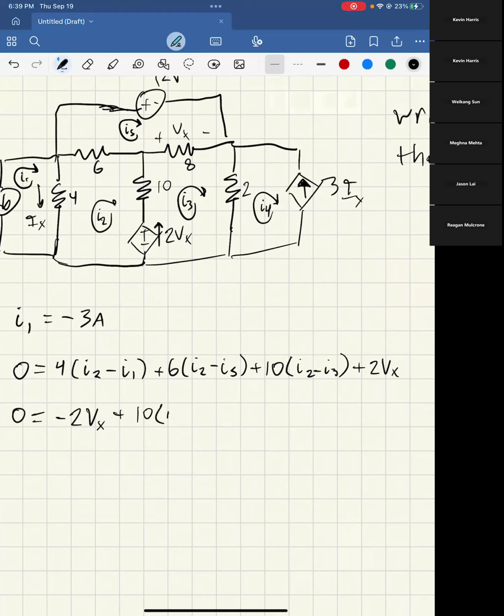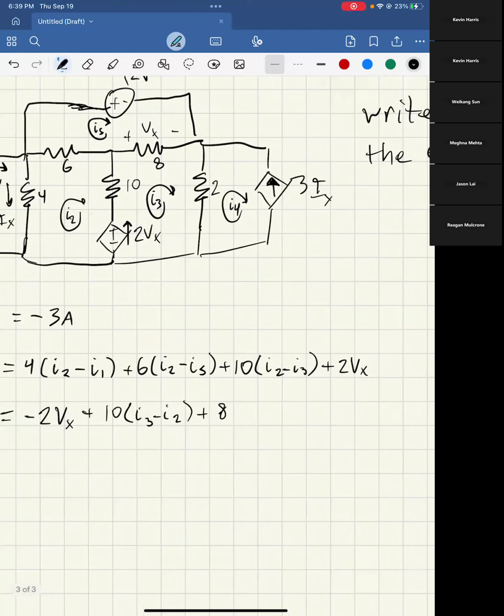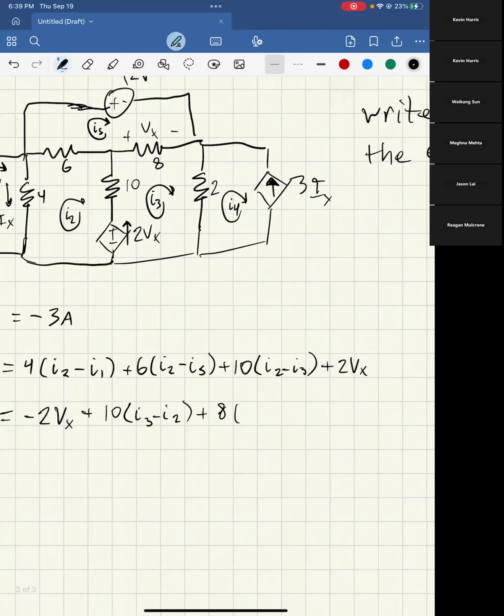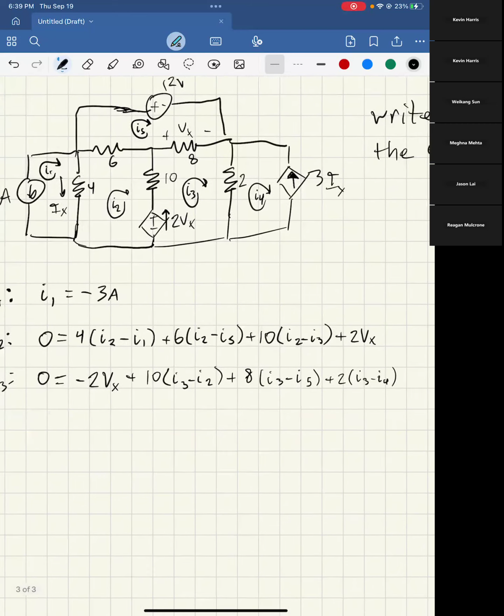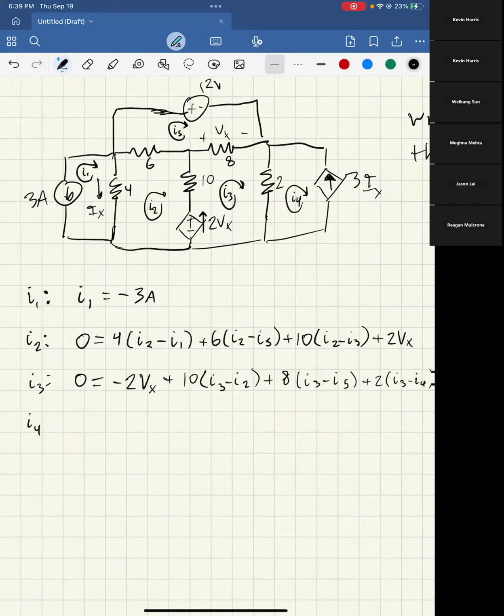And then plus 10, I3 minus I2. Again, if you look at this, these are negative of each other. Just keep going. And then we got 8 times I3 minus I5. And then we got plus 2 times I3 minus I4. Let's keep it going. It's just going through the motions right now.